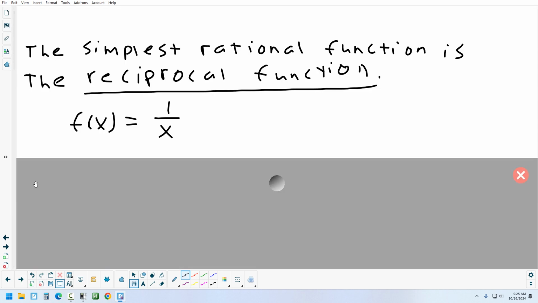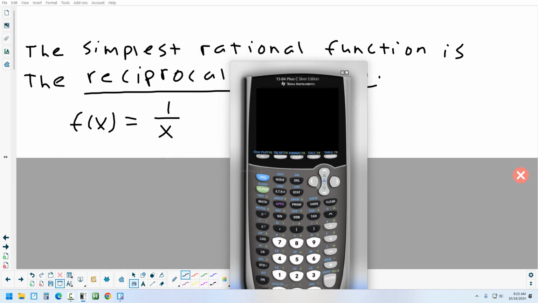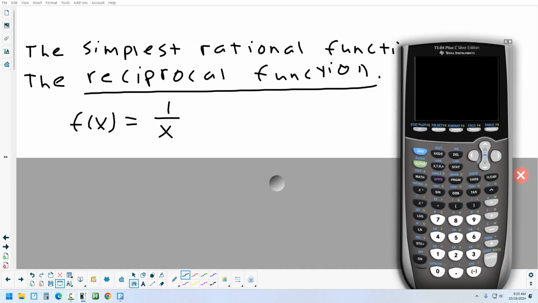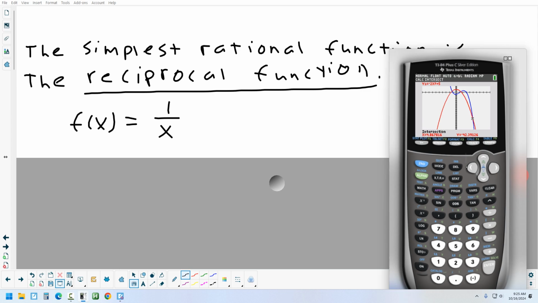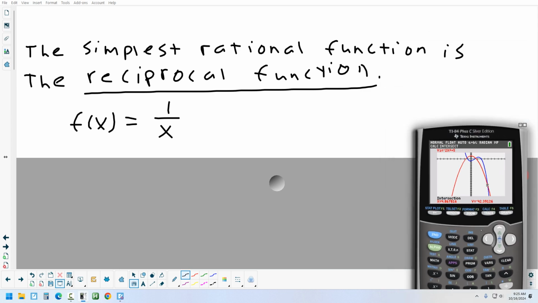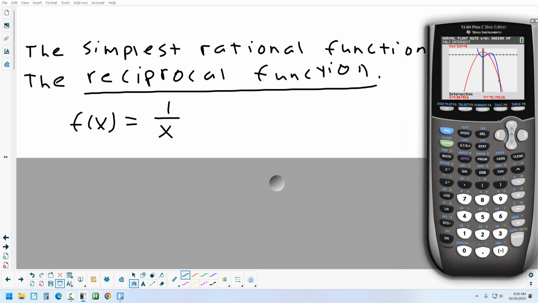So the simplest rational function that we can draw is 1 over x. Okay, that's called the reciprocal function. And again, it's considered the simplest rational function. It's just a constant in the top and a linear polynomial in the bottom. So let's graph it. And first of all, you're going to notice that it does something that's not quite right.